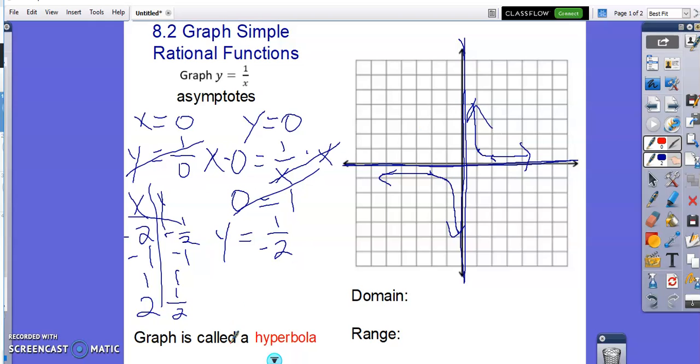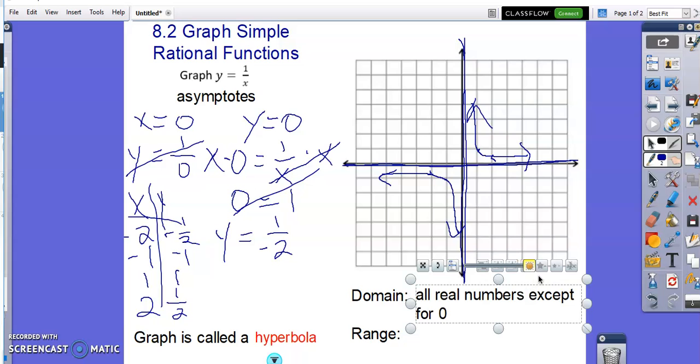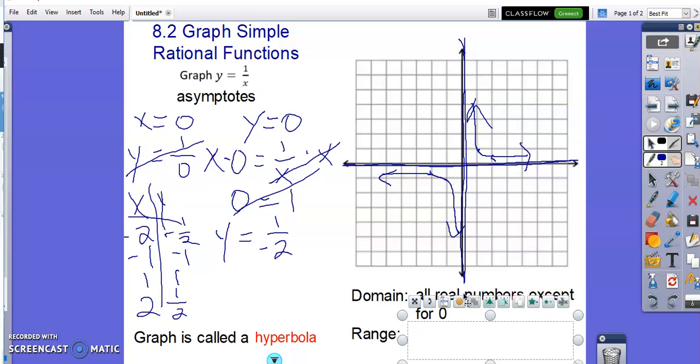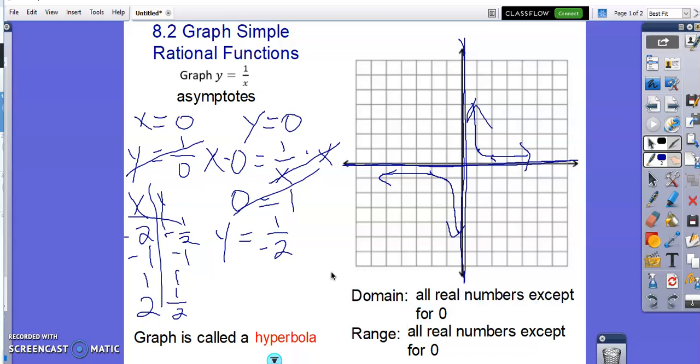This graph is called a hyperbola, and as evidenced by the graph that we see there, except for where the asymptote exists, everything else is possible. We've got a domain of all real numbers except for 0. We've also got a range of all real numbers except for 0.